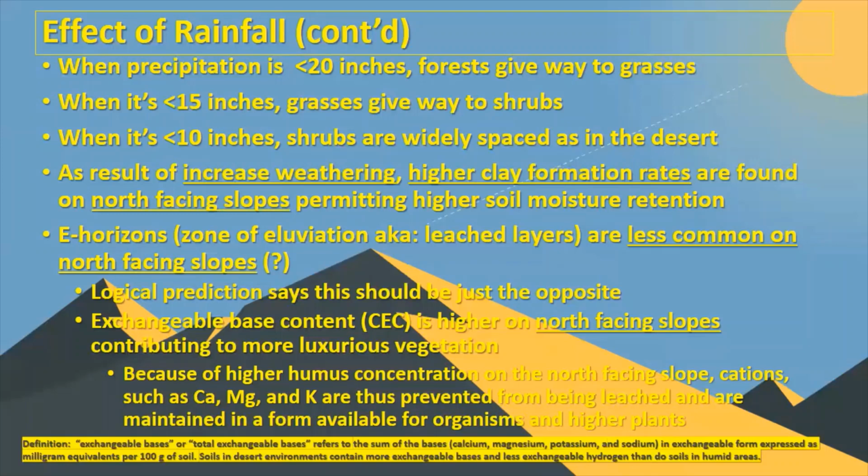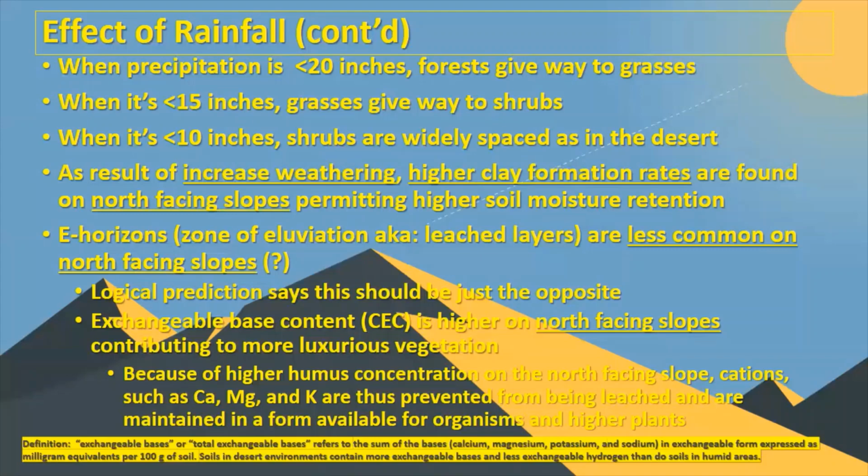E-horizons, you may never have heard of that, which we call eluviation, and you may never have heard of that. It simply means leach layers in a soil profile. That's an area where minerals have been removed. It's usually a different color than the soil around it, because why? Things have been removed. What's left is something that looks different. So they're less common on north-facing slopes. Now you'd think there'd be more leaching since there's more water, so that's almost a logical prediction. This should be just the opposite, and it's not for some reason.